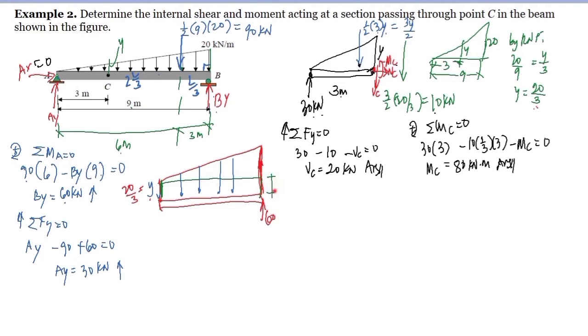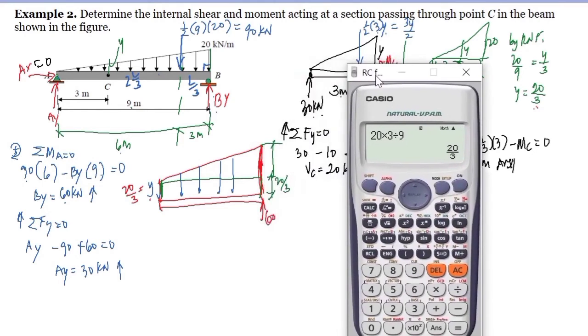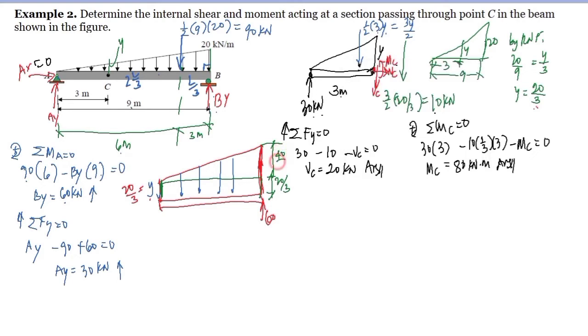If this is 20 over 3, then this would be 20 minus 20 over 3. So we have 20 minus 20 over 3, and that will give us 40 over 3. So this is 40 over 3. Now, computing for the resultants of the loads, so we have two resultants here for the rectangular load and for the triangular load.